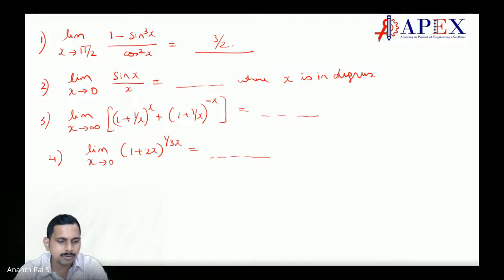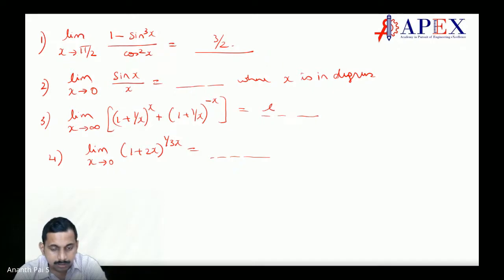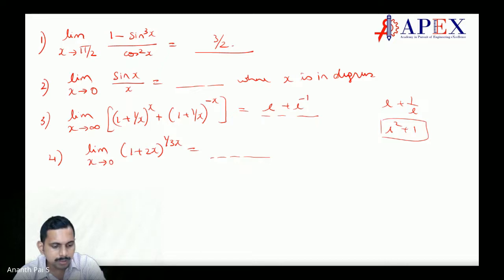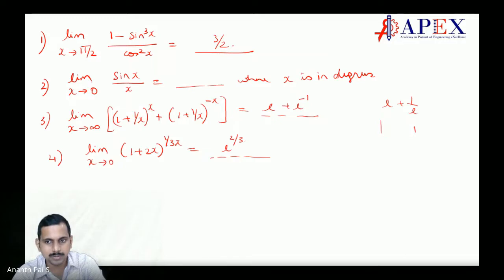So third one, what did you get? E square by 2? No, wrong. What I got is e power e plus e power minus 1. So e square plus 1 by e. Correct, so you get e square plus 1. That's correct. Fourth one is e to the power 3 by 2? Let us see. It is e to the power 2 by 3, not 3 by 2. Sorry, correct. So don't make those small mistakes. Very important.